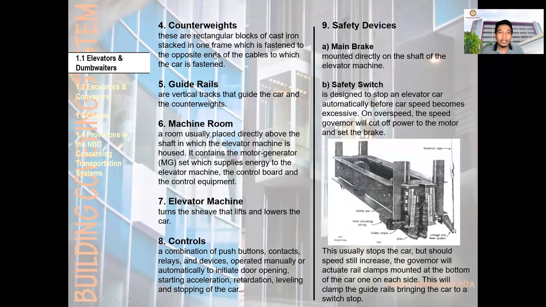Next, we have the counterweights. These are rectangular blocks of cast iron stock in one frame, which is fastened to the opposite end of the cable to which the car is fastened. Okay. Next, we have also a guardrail, a vertical track that guides the cars and the counterweights.